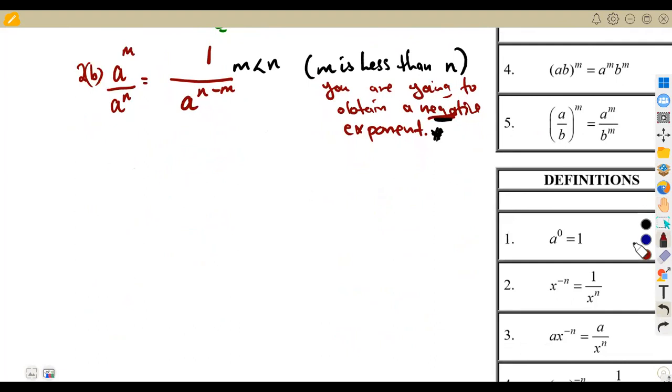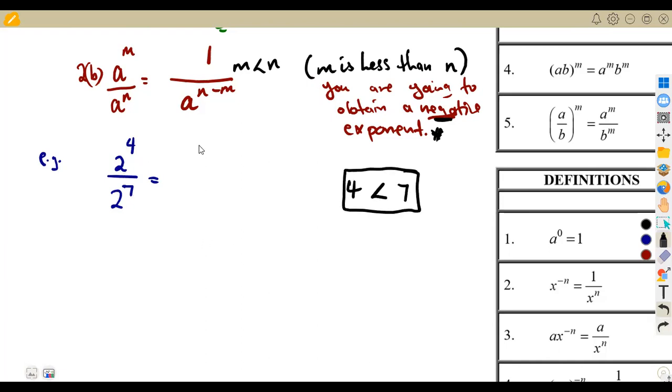So if I'm given this as an example, that I have 2 to the exponent of 4 over 2 to the exponent of 7 like this. If we compare, we can see that 4, which represents m, which is on top, is smaller than 7. Compared to 7, 4 is smaller than 7. So if it is like that, what am I going to do? I'm going to introduce 1 over. So my solution here is going to be 1 over.